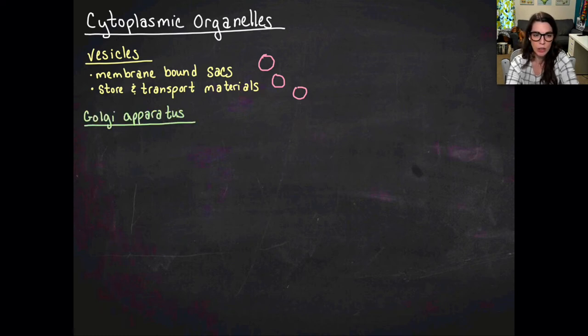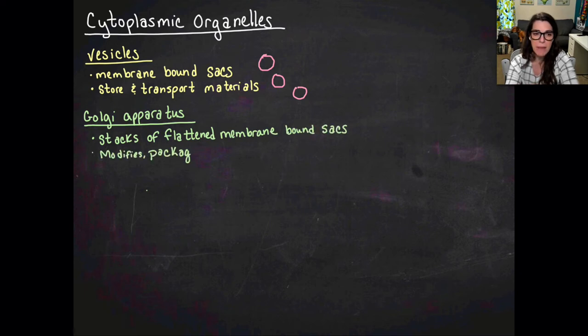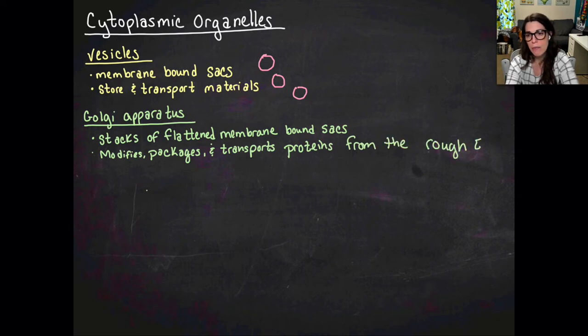Then we're going to talk about the Golgi apparatus. You've also probably seen this referred to as the Golgi body. The text refers to it as apparatus, so we're going to try and stick with apparatus, but it's basically just the Golgi. The Golgi are stacks of flattened membranes, and they modify, package, and transport proteins from the rough ER towards like heading out of the cell.